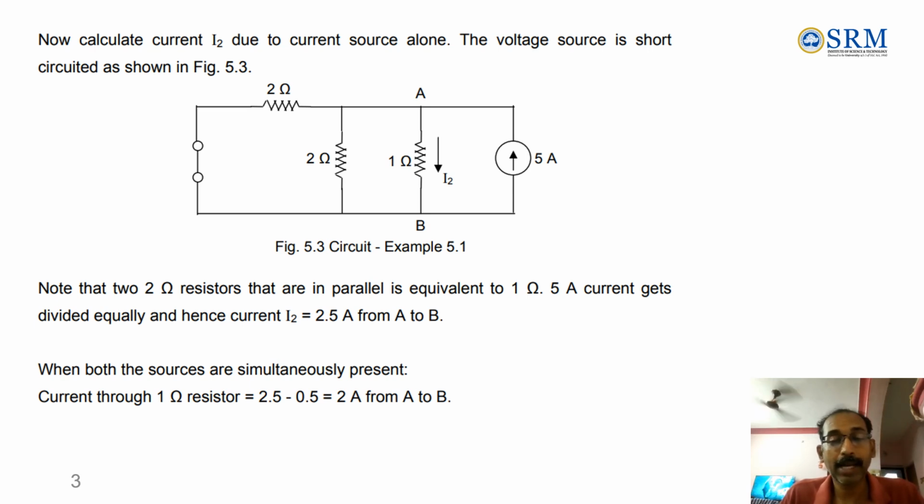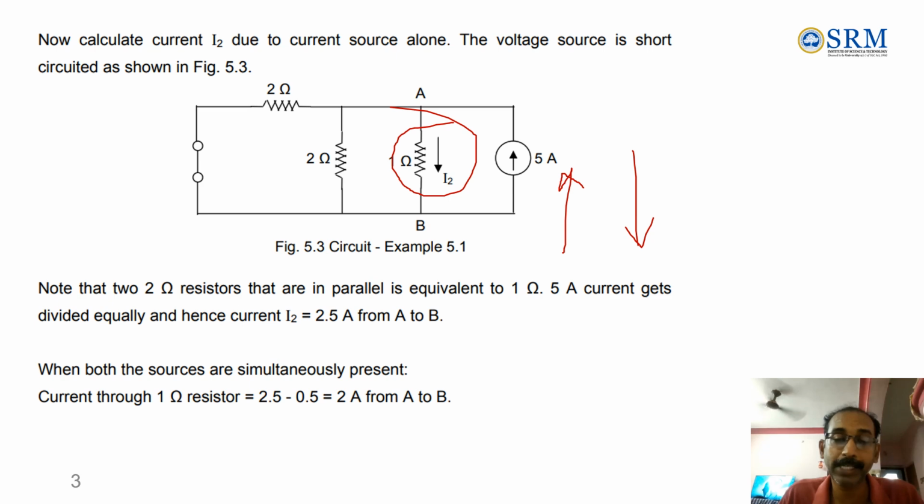Fine. You can calculate the current flowing through this 1 ohm resistance by any of the methods, but I can easily apply the current division rule. So the value of the current I2 that I calculated is 2.5 from A to B. In the previous case, this is the direction. When the second source, I mean the 5 ampere source, is applied, the current direction is this one.